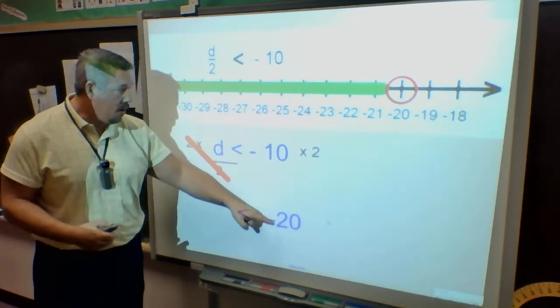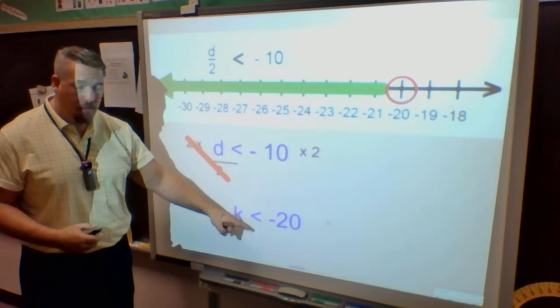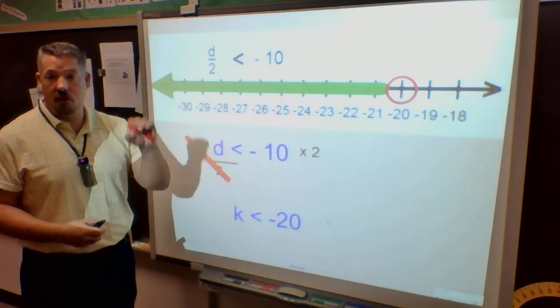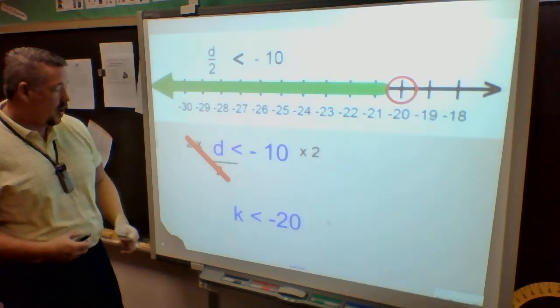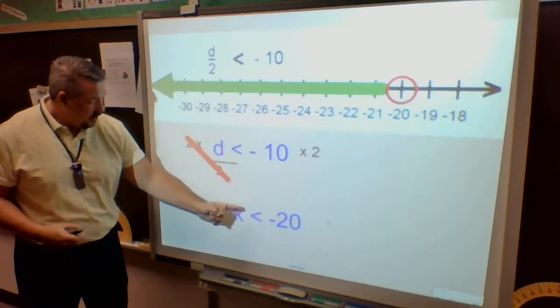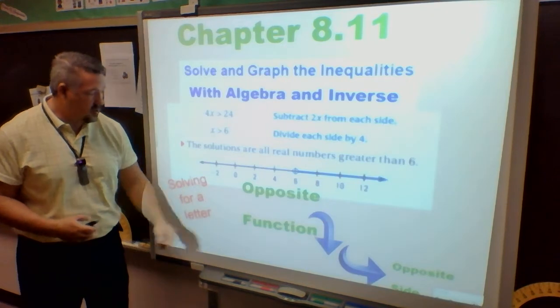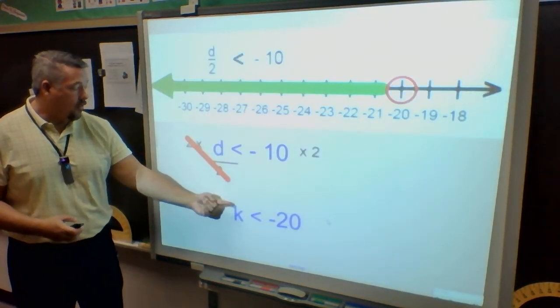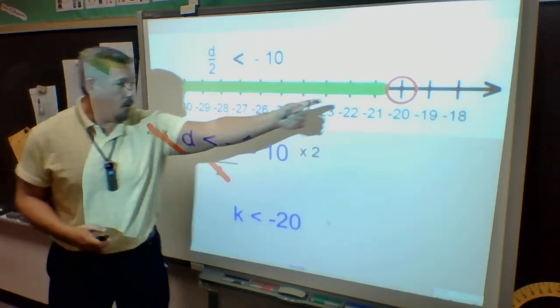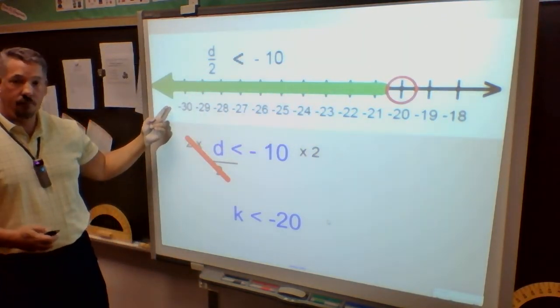I found negative 20 on the line. I looked back here. It's not underlined, so I know it's an open circle. I put an open circle where the negative 20 was. And then I looked at what this is saying. It's pointing to k, so I know k is the smallest. And therefore, everything to the left of the negative 20 is shaded in.